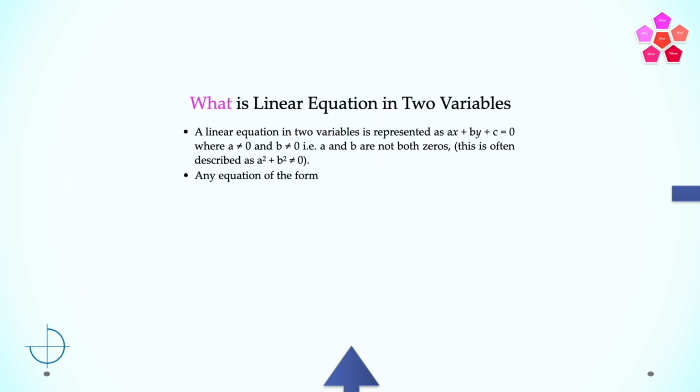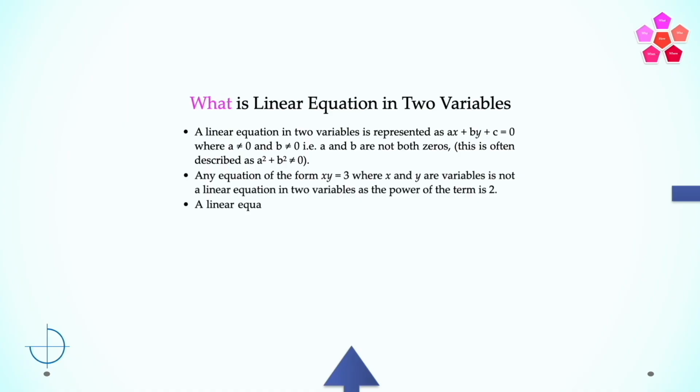Any equation of the form xy is equal to 3, where x and y are variables, is not a linear equation in two variables, as the power of the term is 2. And we know that for a linear equation, the power of each term has to be equal to or less than 1. A linear equation in two variables is described as a straight line. Example, 3x plus 4y is equal to 12. And we know that for a linear equation, the power of each term has to be equal to 1.